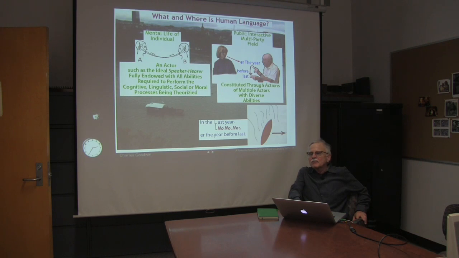I would think that the place we want to look for things is in a multi-party interactive field that's constituted through the actions of multiple actors with diverse abilities. Now, in this case, Chil can make meaning by drawing upon the resources and abilities of other actors. We could look at young children. We could look at the ability to make meaning in situations where you don't fully know a language. And my own sense is that by a focus on the fully competent, isolated, self-contained entity, including in psychology, we've ended up with a very distorted picture of human beings.